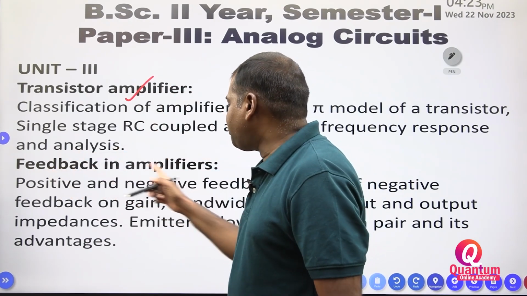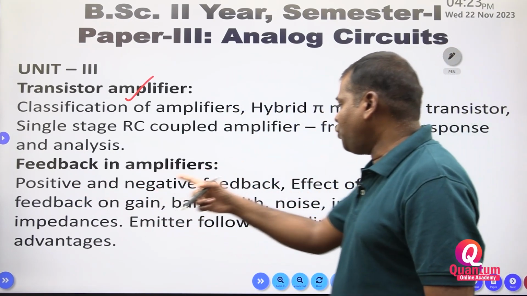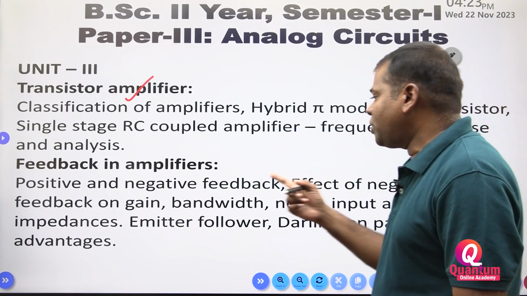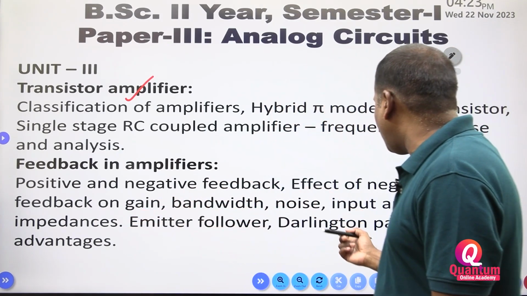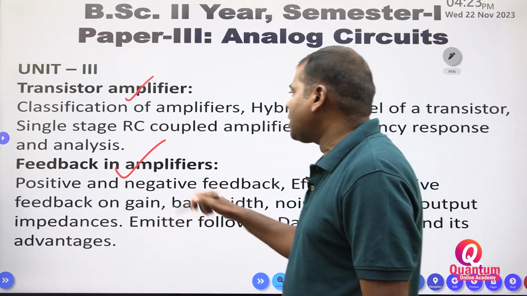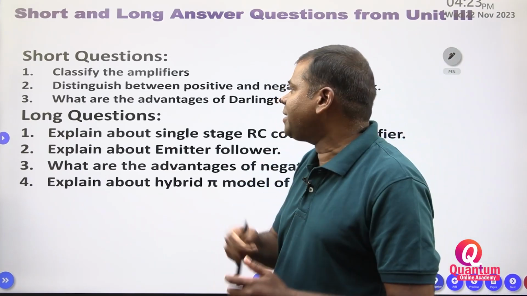The second part is the feedback amplifier: positive and negative feedback, effect of negative feedback on gain, bandwidth, noise, input and output impedances, emitter follower, Darlington pair and its advantages. This is the second part. From these two parts, what are the important questions you have to see?